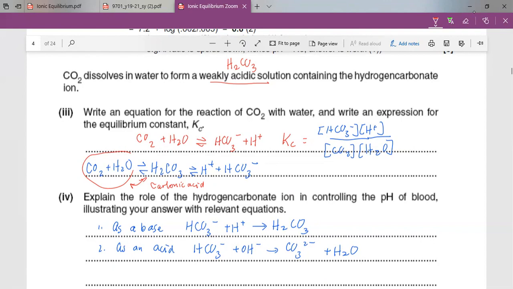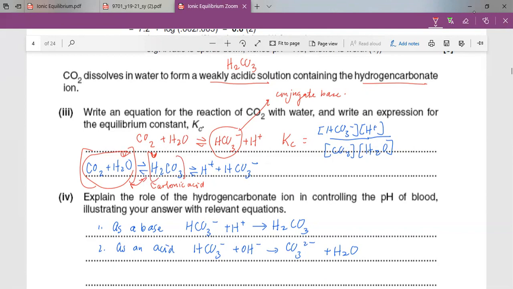Write the equation for CO2 with water, and write an expression for the KC. They want you to show the weak acid containing the hydrogen carbonate ion. So they want to see this fellow here. Normally this and this are the same. They want to see the ion, which is, of course, the salt or the conjugate base. So you either write this system or this system.